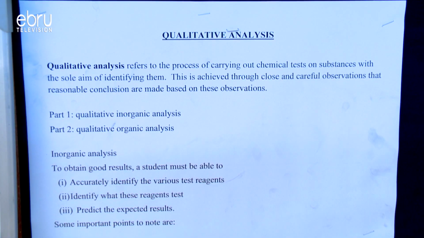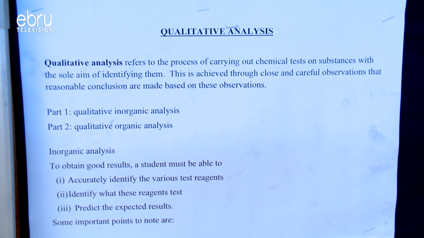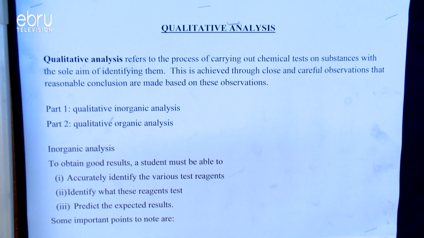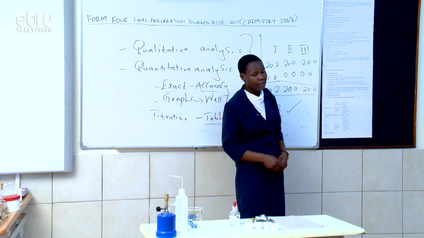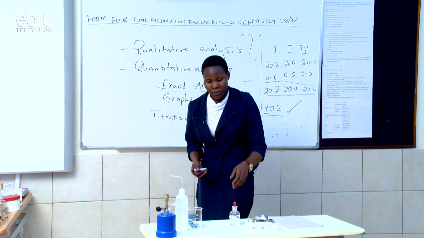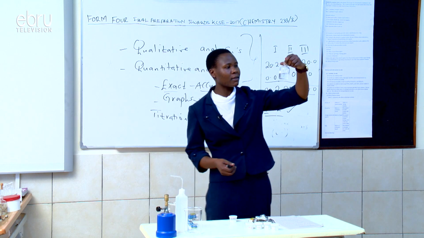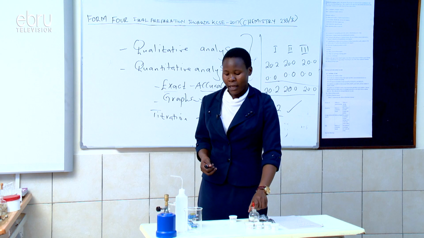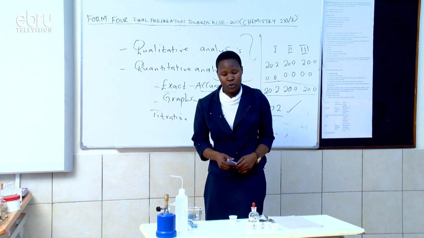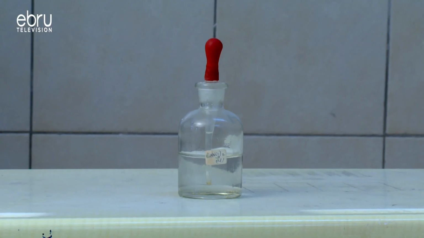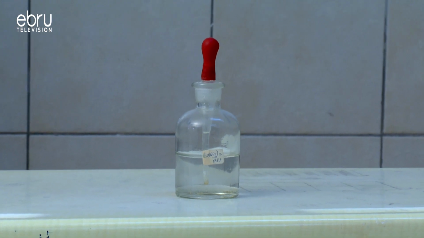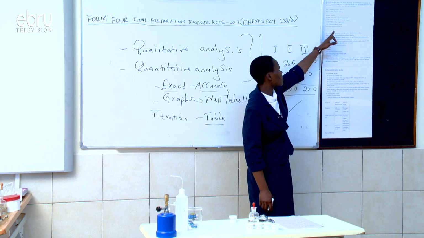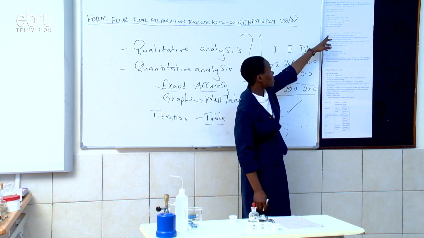One, the learner needs to obtain good results. So in view of this, the learner must first of all accurately identify the various test reagents. The learner might be given reagents. For example, if you're given sodium hydroxide, the learner needs to look at the reagent carefully and read the labels to know which chemical reagent is given, so that he may also predict which kind of test he's going to carry out. And then identify what these reagents test, and then predict the expected results.